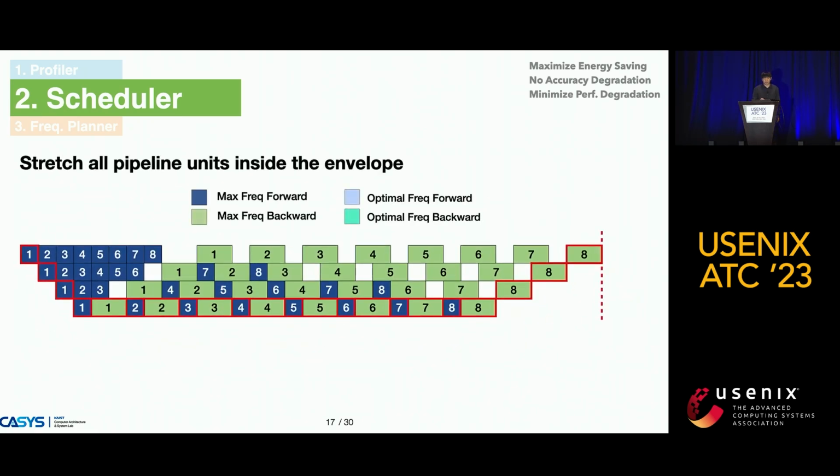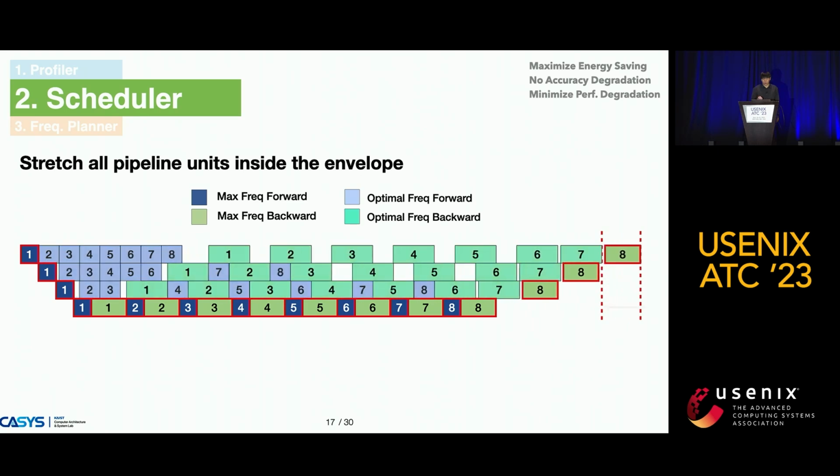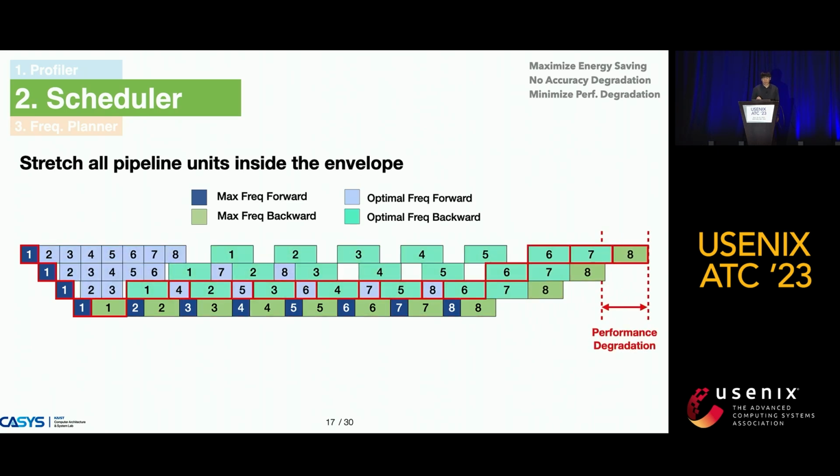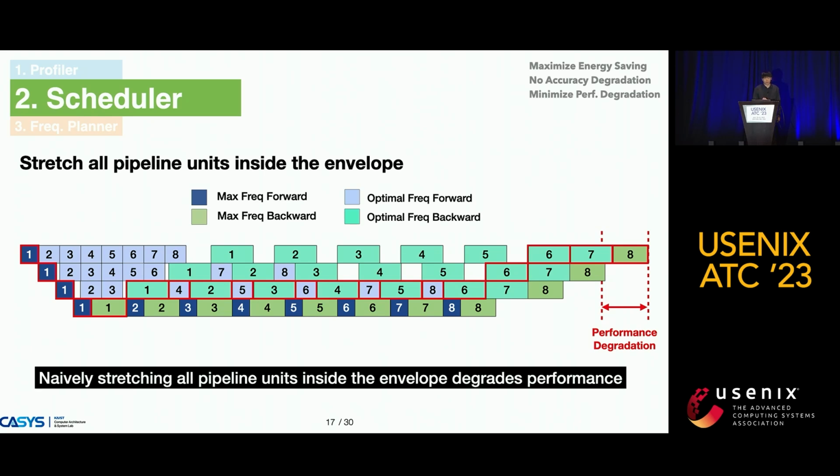Based on the generated scheduling plan, we stretched all pipeline units inside the outer envelope to maximize energy saving. However, stretching all pipeline units inside the envelope degrades performance. We can conclude that naively stretching all pipeline units inside the envelope degrades performance.